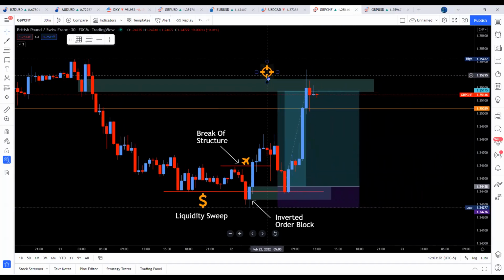We're looking at where price is going because price is going to bounce from liquidity to liquidity. That's all that's going to happen.